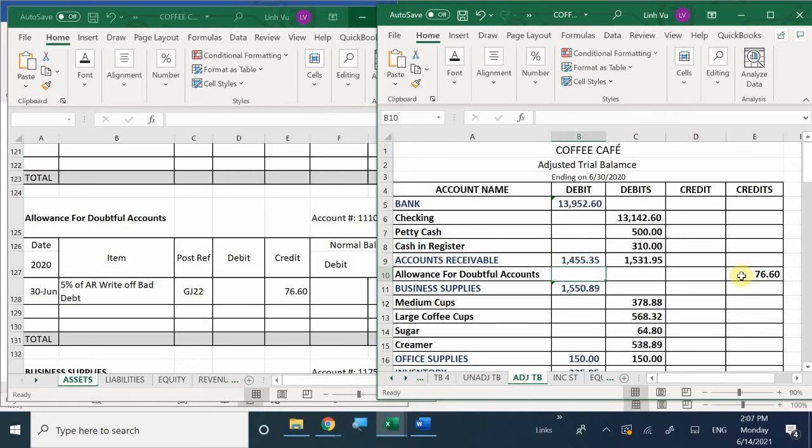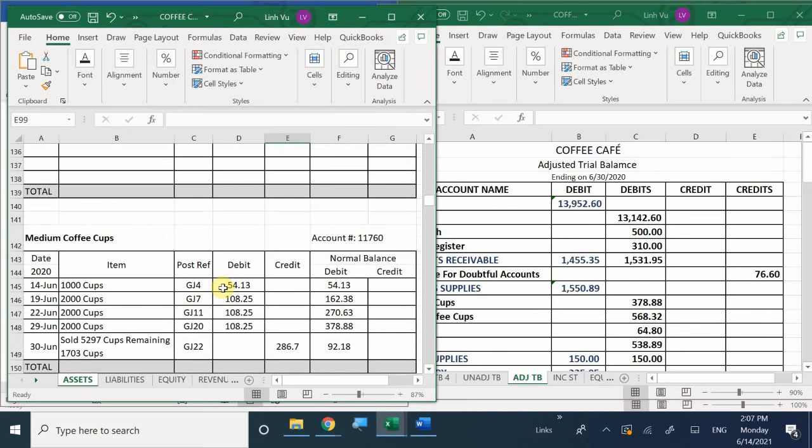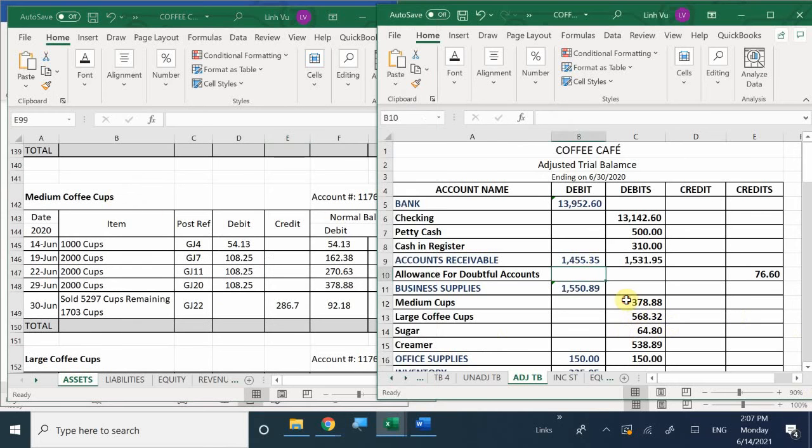All right, so is everyone good? Yes. Okay. So let's move on to the next one. Business supplies. Okay, so in this case we made our adjustments. So how many cups do I actually have now for the medium cups? The total for the medium cup that I have right now, 92.18. All right, so that drastically changed my formula here.